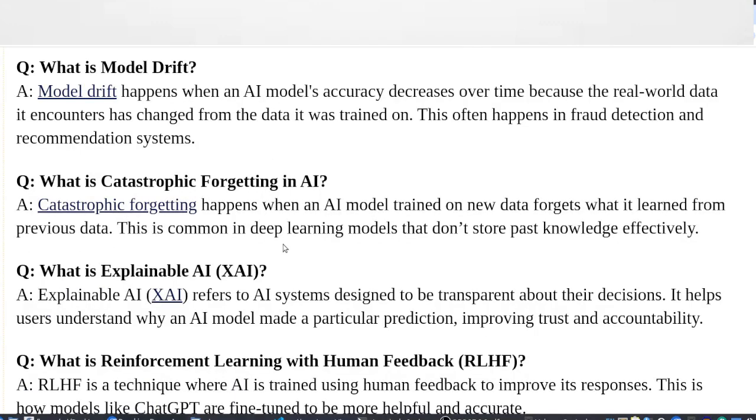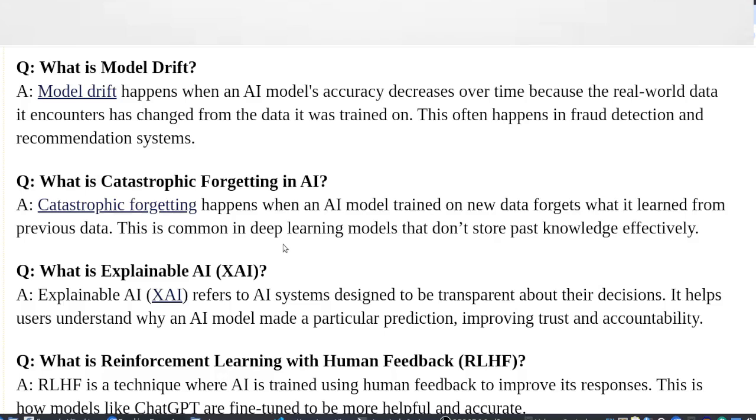What is catastrophic forgetting? Catastrophic forgetting happens when an AI model trained on new data forgets what it learned from previous data. This is common in deep learning models that don't store past knowledge effectively. So if you train the model on cats, and after some time you train it on dogs, it will forget the identification of cats. For that, we can follow different approaches. Whenever we train on new data, maybe we can train with the previous data also, or a lot of different approaches are there.